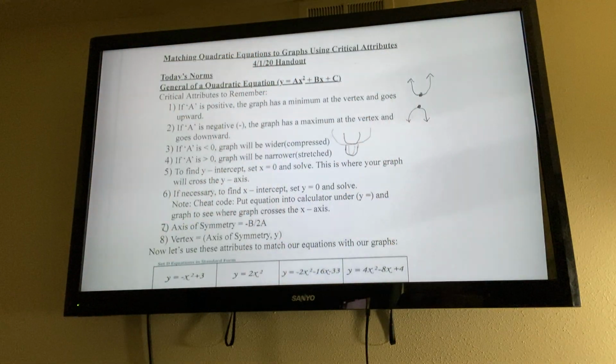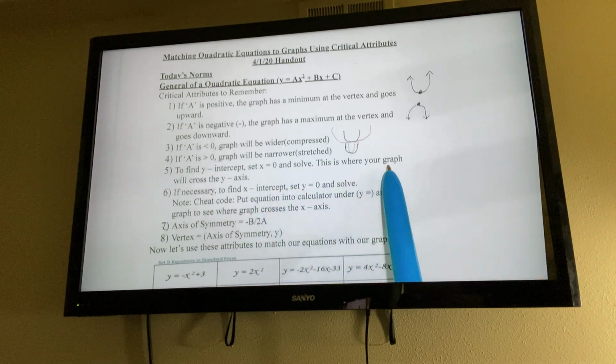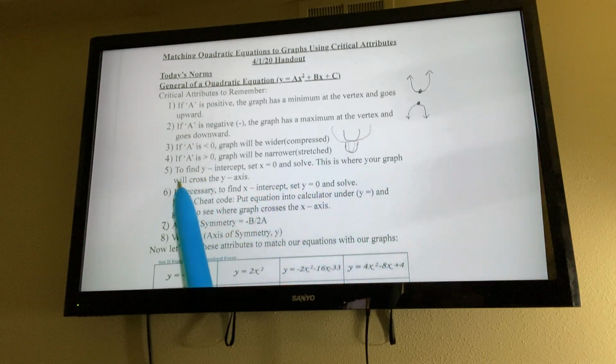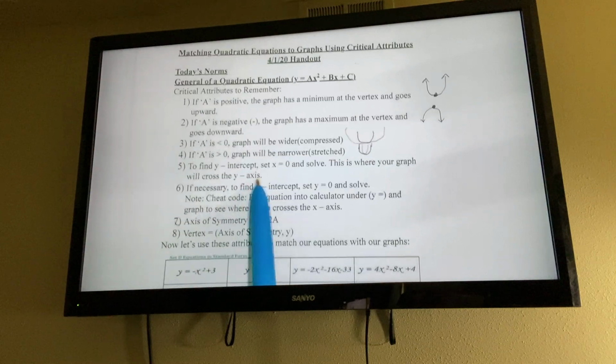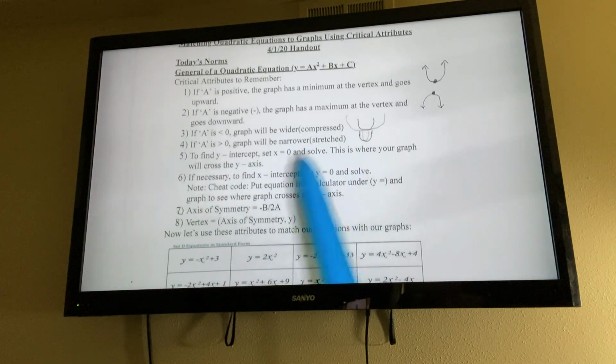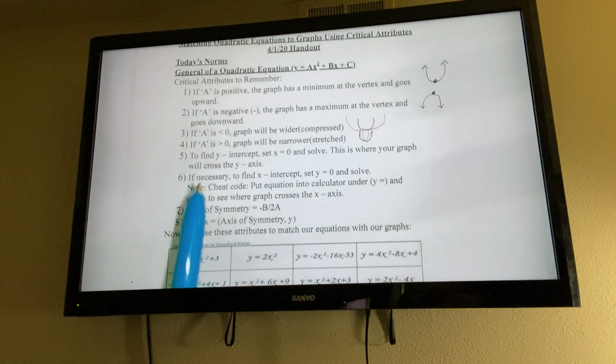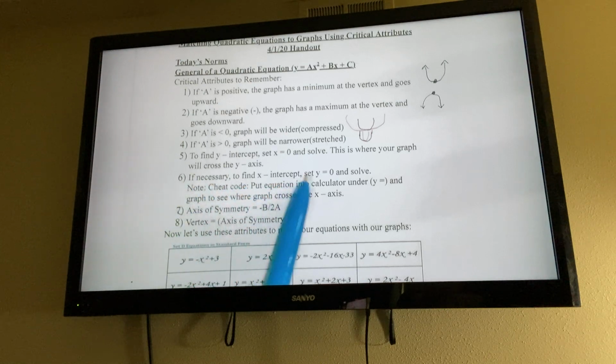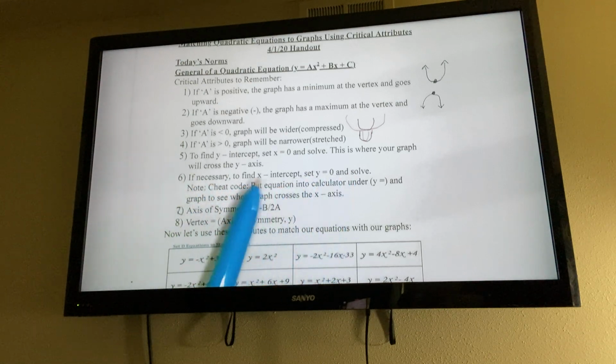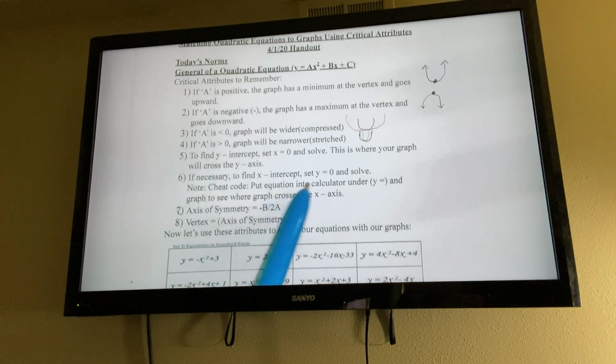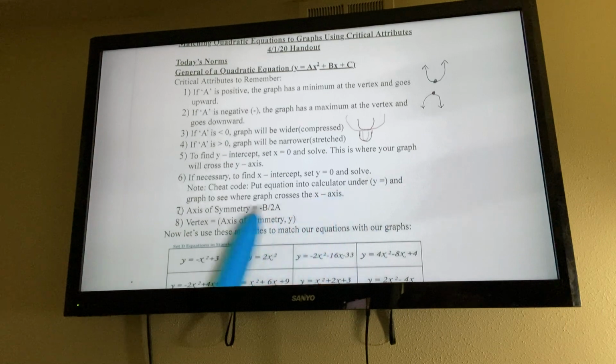To find the y-intercept, we set x equal to 0 and solve, and we're going to have equations where we do that. This will tell us where our graph crosses the y-axis. Very critical point. And if we want to find the x-intercept, I don't think it's going to be necessary today, we set y equal to 0 and solve.